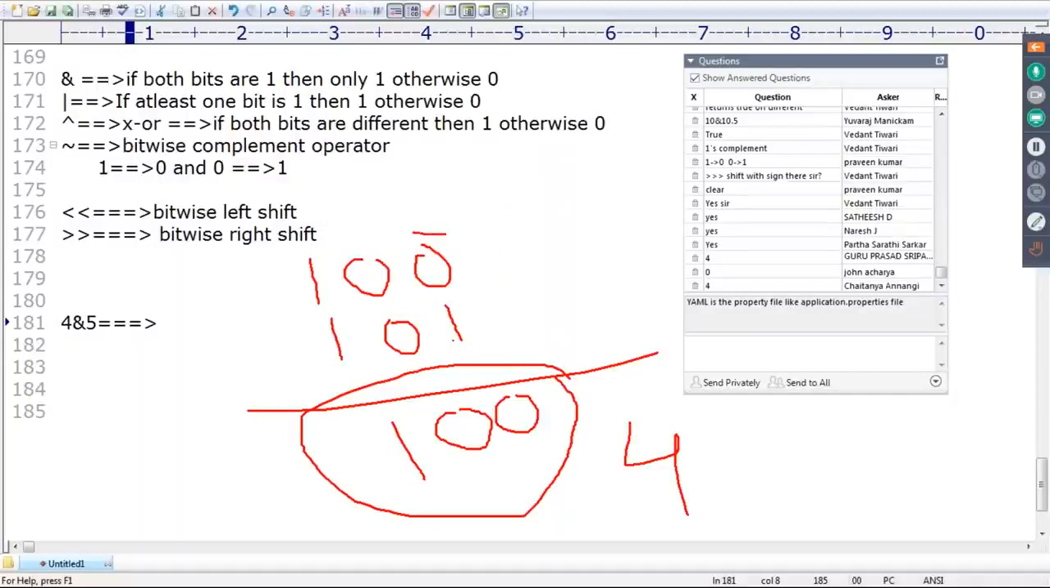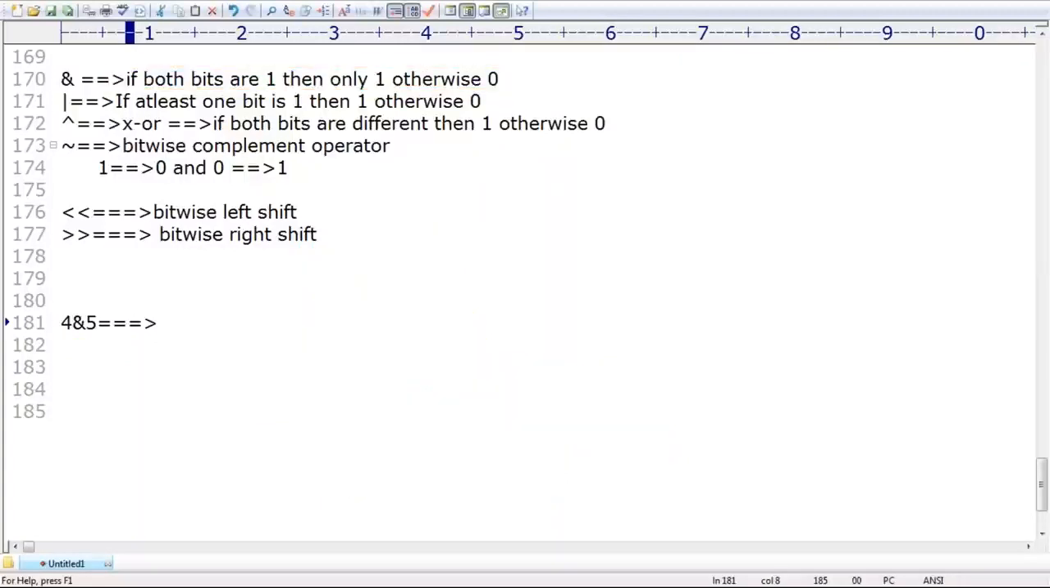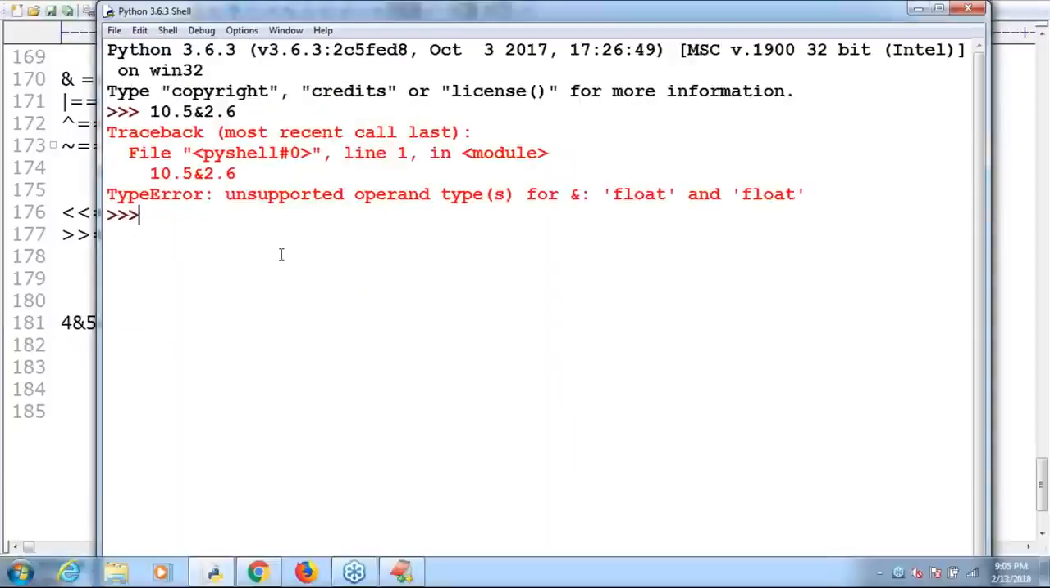Make sure, first these 2 bits I'm applying. Next, these 2 bits. Next, these 2 bits. It is the AND operator. If both bits are 1, then only 1, otherwise 0. Are you able to understand? Because we require to apply bitwise, that's why these operators are by default considered bitwise operators. Now what is the answer by default we are going to get? 4. Remember, observe 4 and 5. What is the answer? 4 is the answer. Clear?